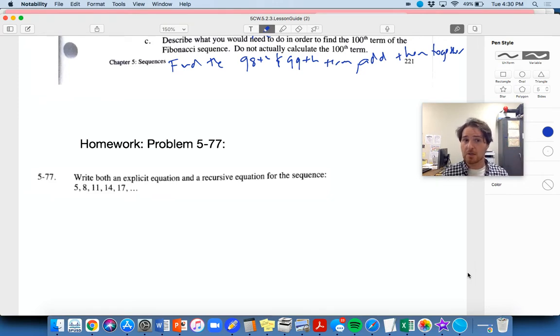Definitely talking quickly. Okay, so anyways, problem 577. This is your only homework problem, finishing the classwork. So let's go ahead and do it. Write both an explicit equation and a recursive equation for the sequence.